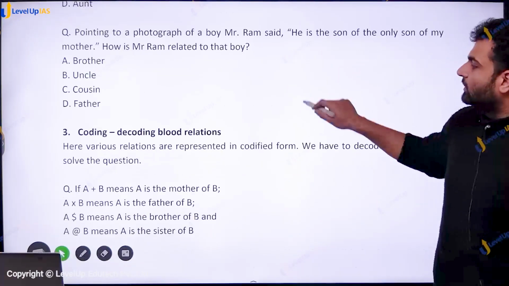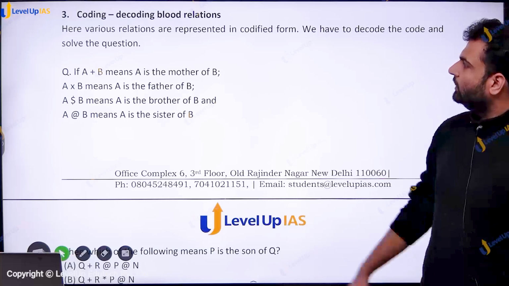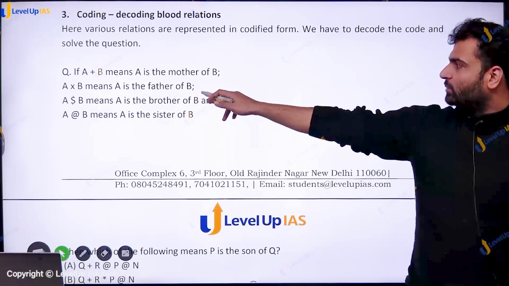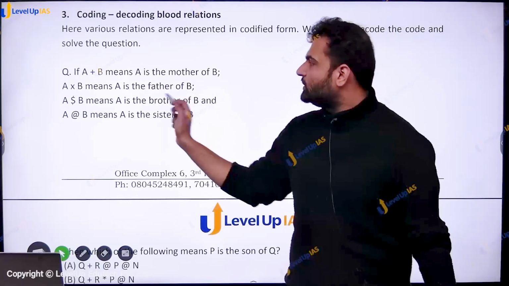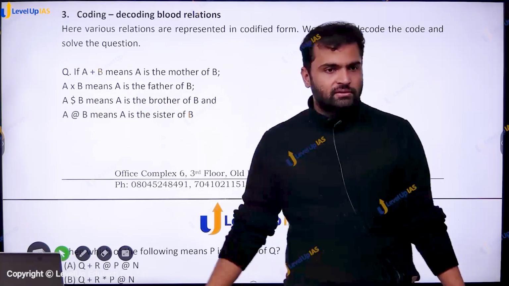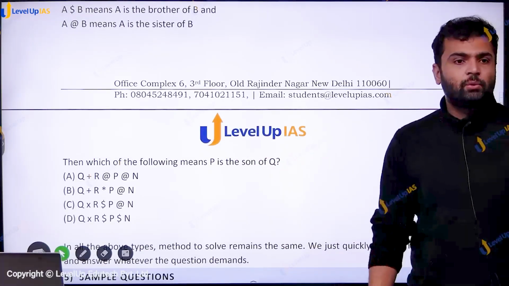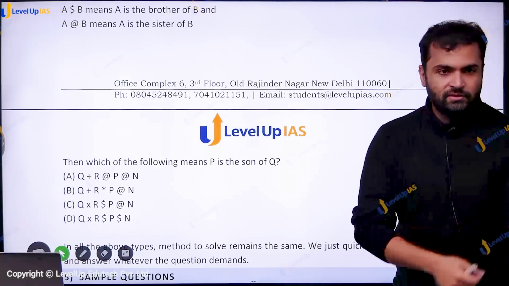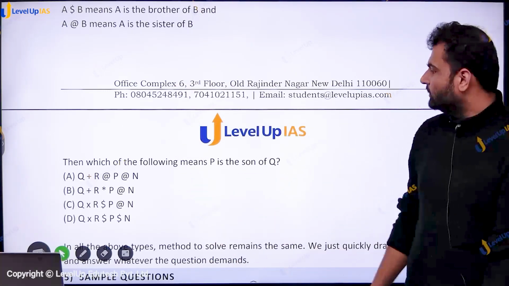Third, coding decoding with blood relations. A plus B means A is mother of B. A cross B means A is father of B, etc. So these things are coded in symbols. And then the question is, which of the following means P is son of Q? We have to resolve all these family trees according to those codes and see where P is son of Q.